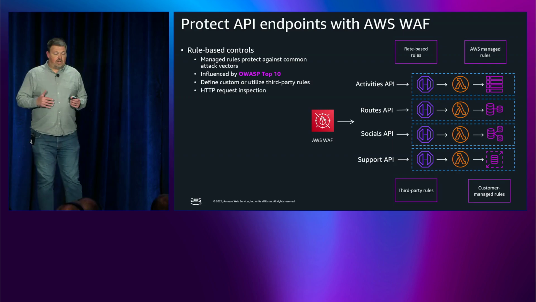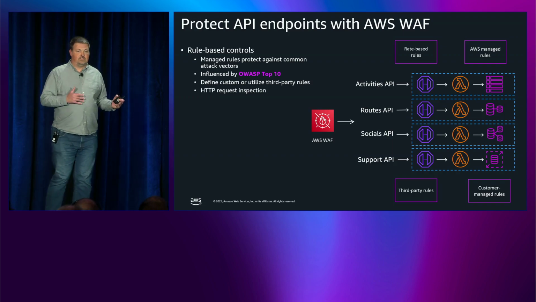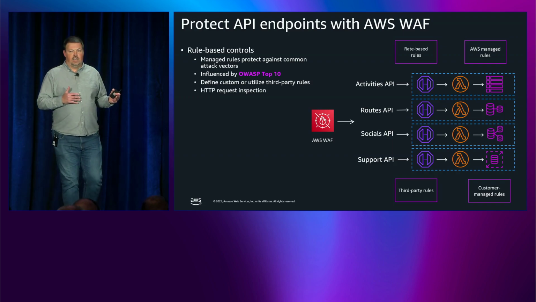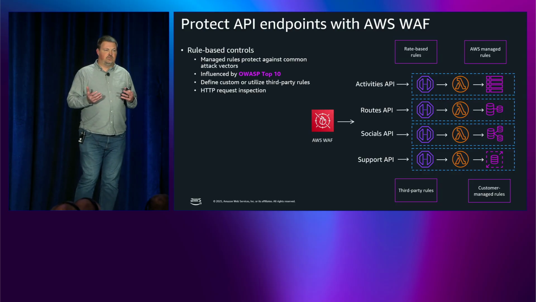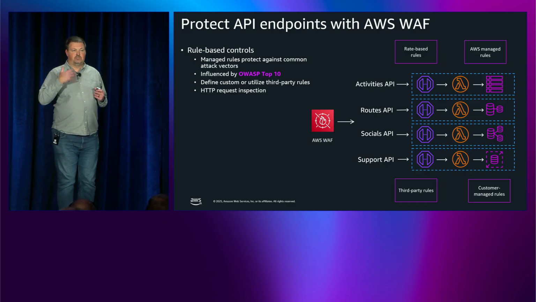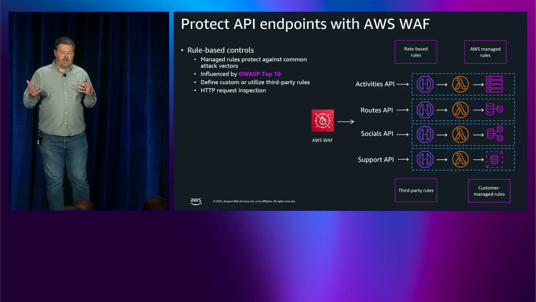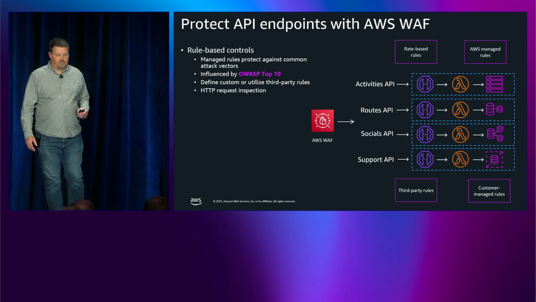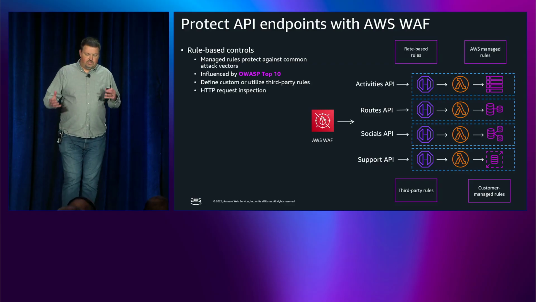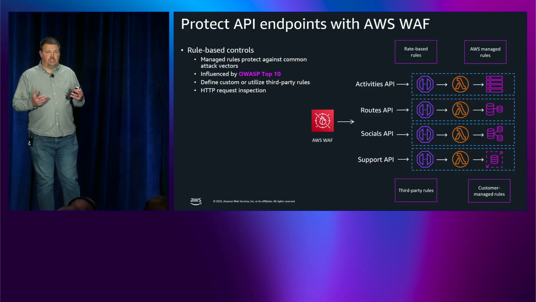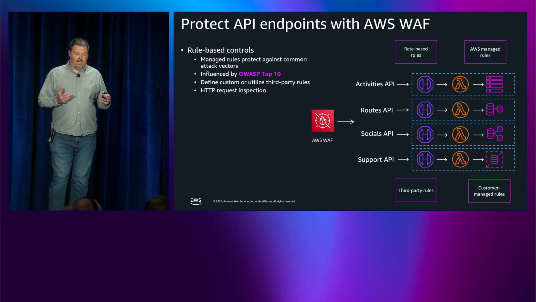AWS WAF also has the ability to take in rule sets from third parties. This is a really helpful way to have a subscription applied that will protect those endpoints based on what's being seen out in the wild. If you go on the AWS Marketplace, there are a number of providers that will provide that subscription for you into AWS WAF. So those are some really good ways of protecting your endpoints using an outside tool like WAF.